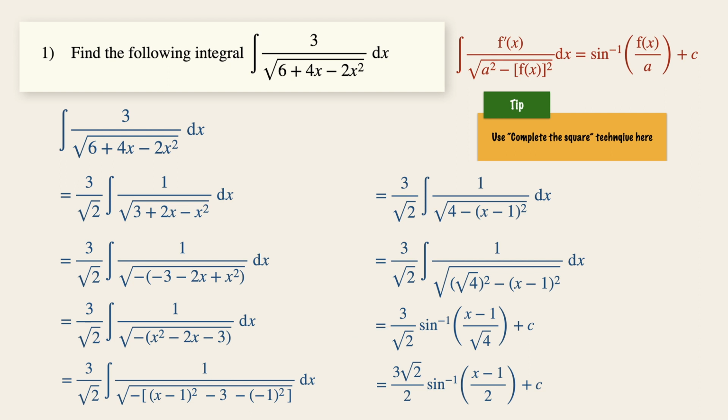Now I do hope you have learned something from this video. Do remember this technique of completing the square, as well as converting all this expression into the required format that we want.